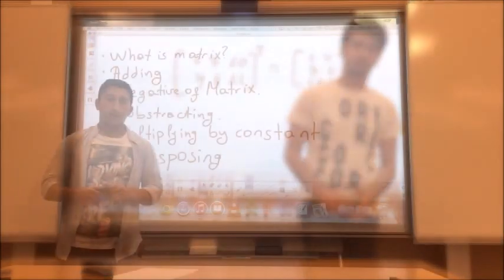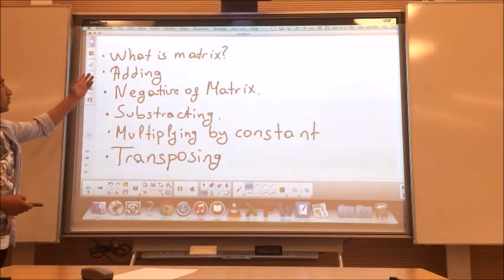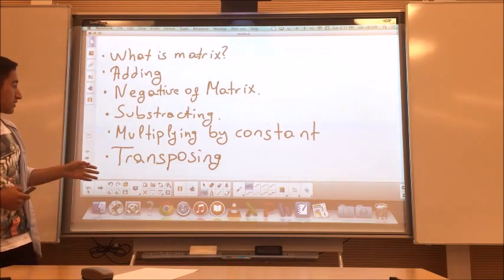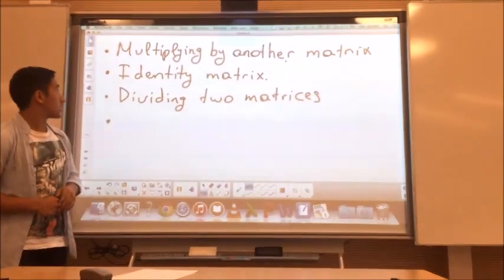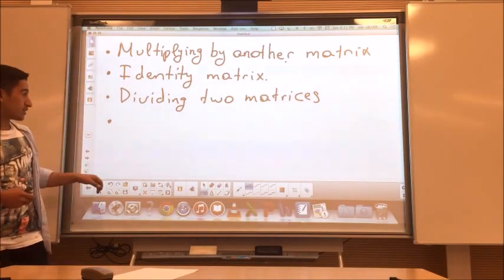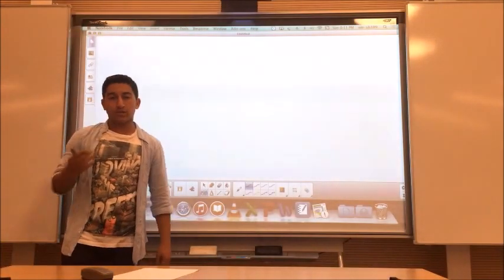Hi, I'm Arif. My peer Ahmad talked about what's matrix, adding, negative of matrix, subtracting, multiplying by a constant, and transposing. So I'm going to talk about multiplying by another matrix, identity matrix, and dividing two matrices. So let's start multiplying two matrices.